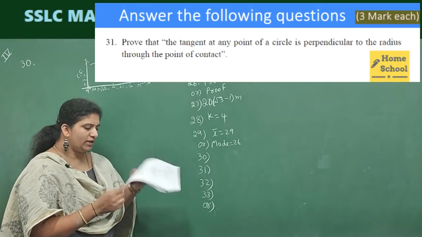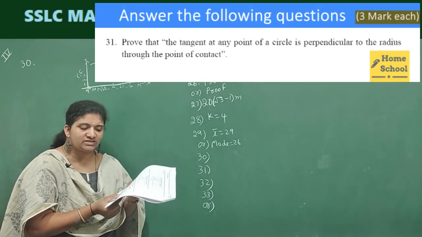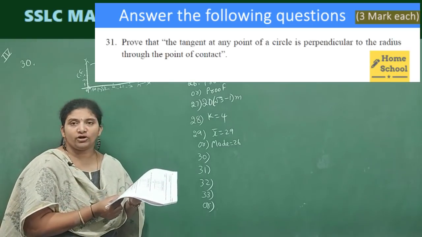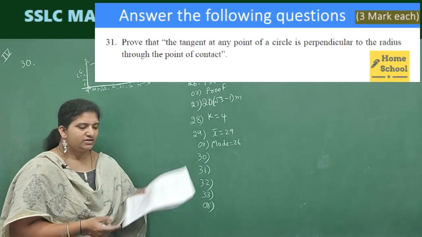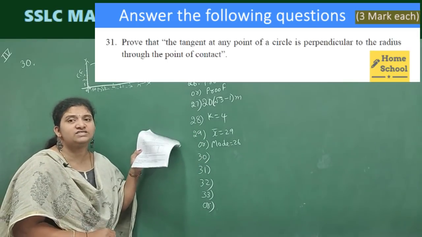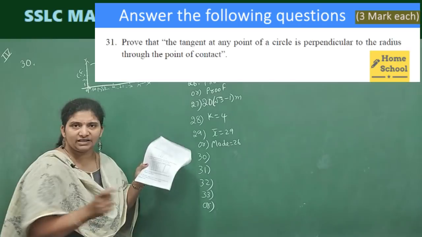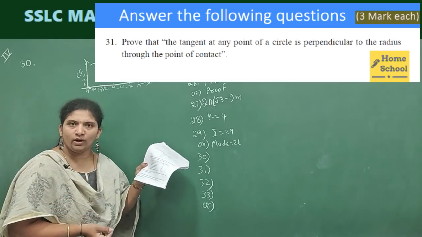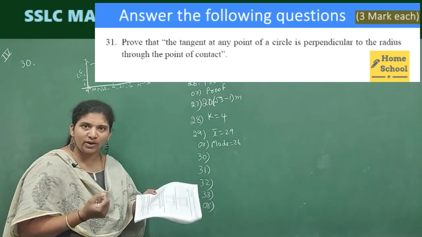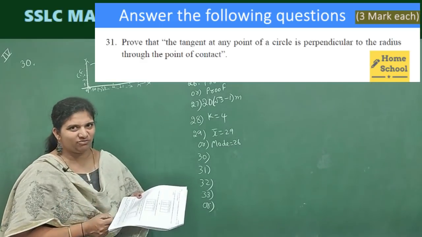31st one. Prove that the tangent at any point of a circle is perpendicular to the radius through the point of contact. See here, this is a direct theorem which is there in your circles chapter. This theorem is directly there in your textbook. You can go and refer to that, or if you need my explanation, I'll provide the link below in the description box.